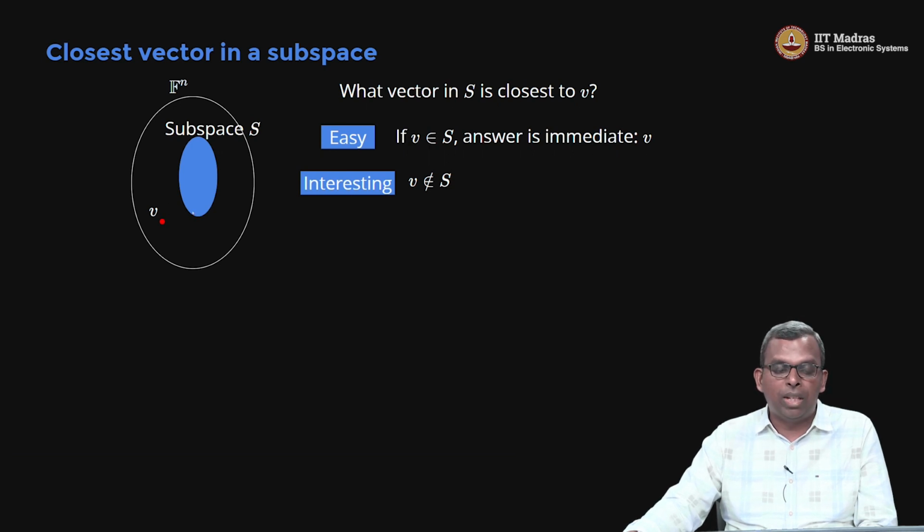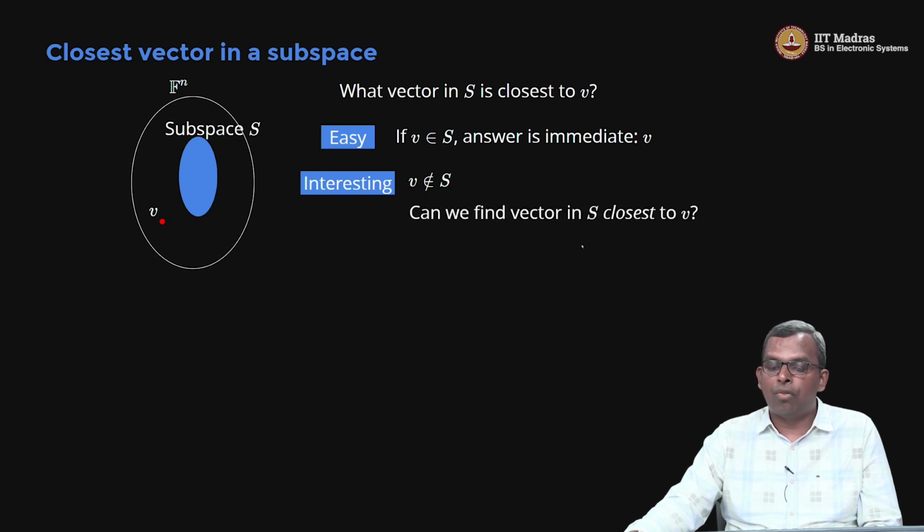Now, if V itself is inside S, the answer is immediate: the answer is V itself. So it's very easy to solve this problem. But the interesting case is when V is not in S, and you still want to find a good approximation for V inside of S. Can we find this vector which is closest to V? It turns out orthogonality and orthonormality play a very important role in this.